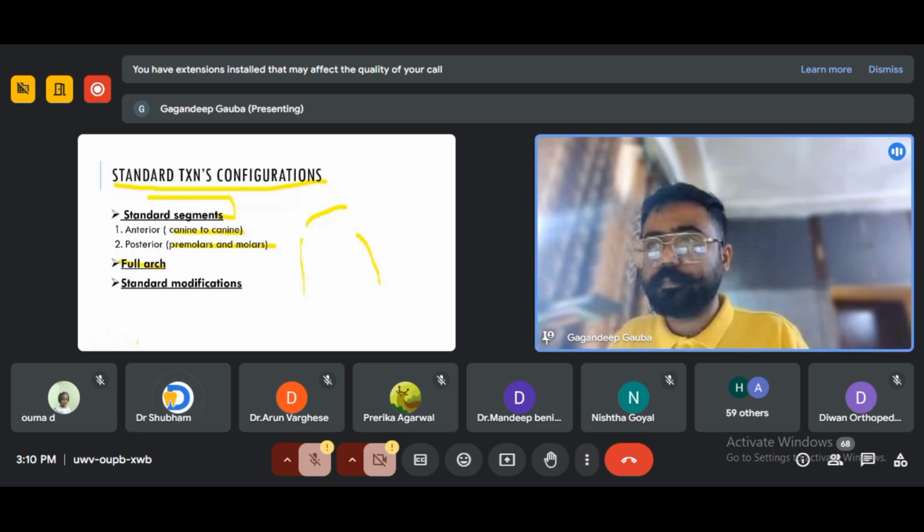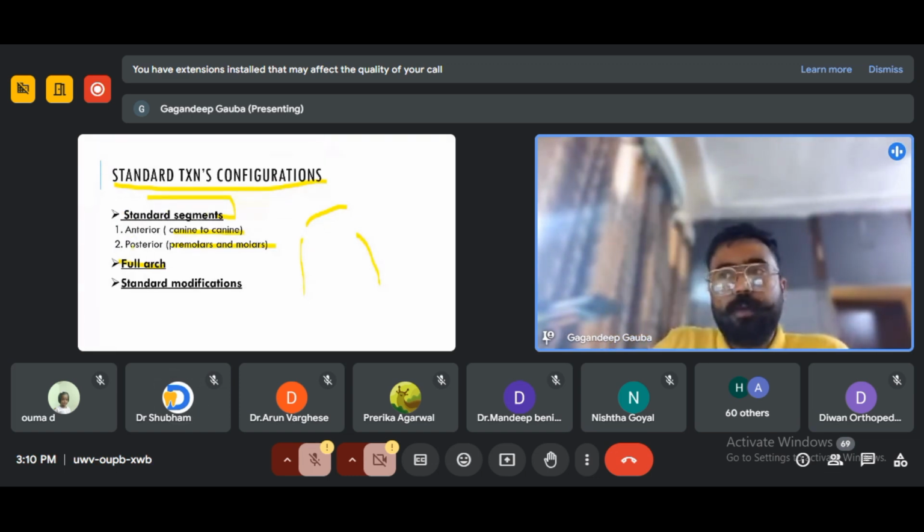Alright, so we are continuing now. I have talked about the standard segments: one anterior and two posterior segments, and a full arch treatment configuration. There are also standard modifications that can be done within these rules, not violating these standards. So we'll be studying these one by one.